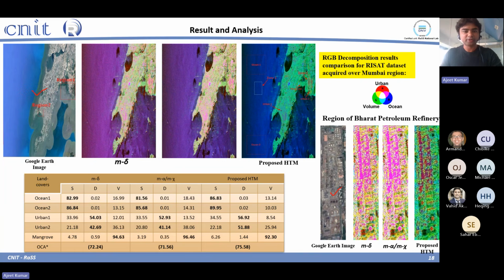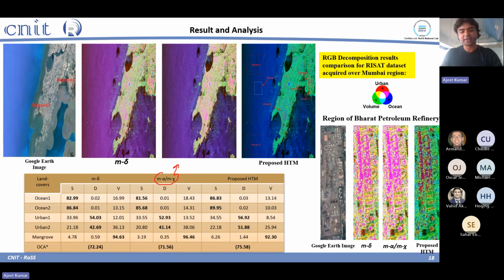These are formed from hybrid polarimetry, let's say SAR-based decomposition methods. M delta, and this one is, sorry, I forgot to actually add it. It's M alpha or M chi. This corresponds to this image.